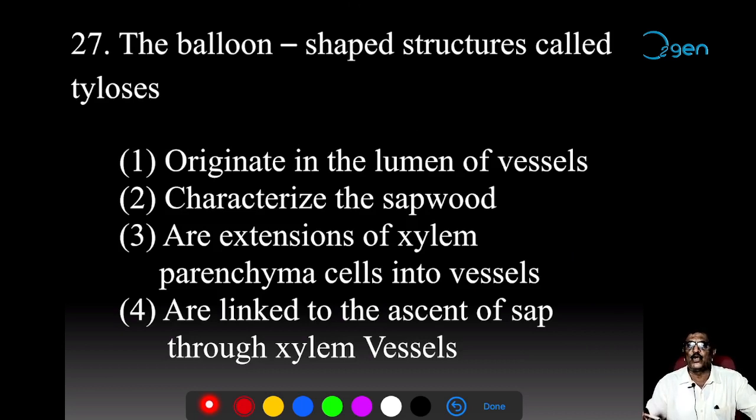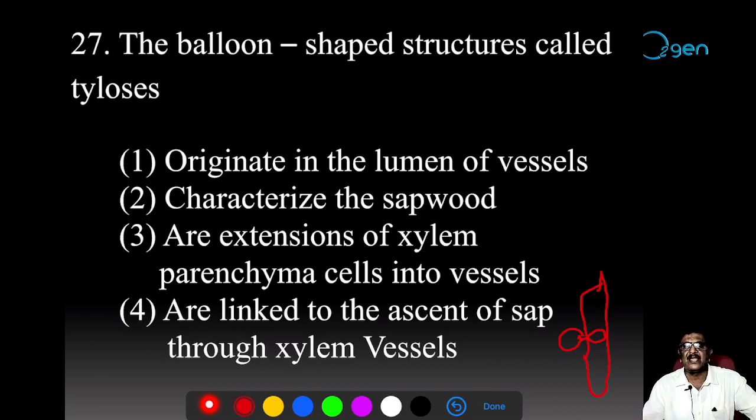Next, the balloon shaped structures are called. Here in the old xylem, particularly what you have learnt in the heartwood, there are thin walled living parenchyma cells which extend into the xylem elements, balloon-like extensions. These are called tyloses.